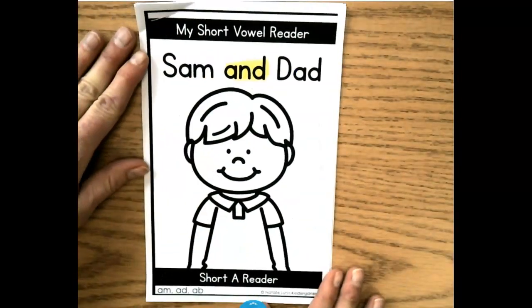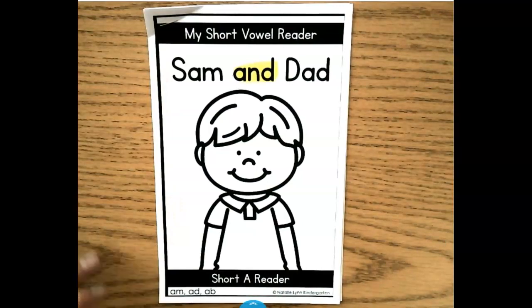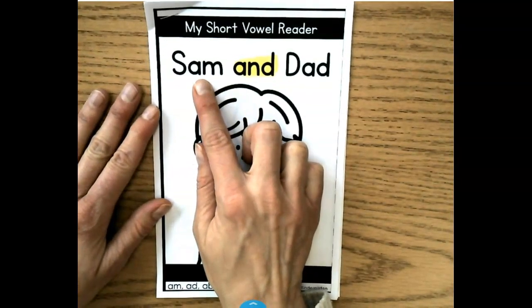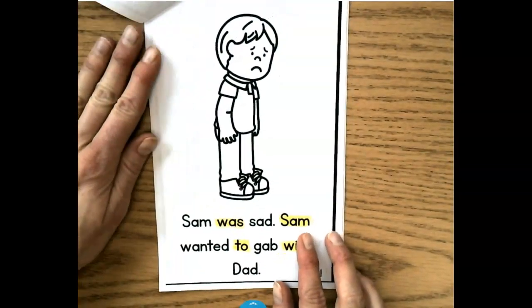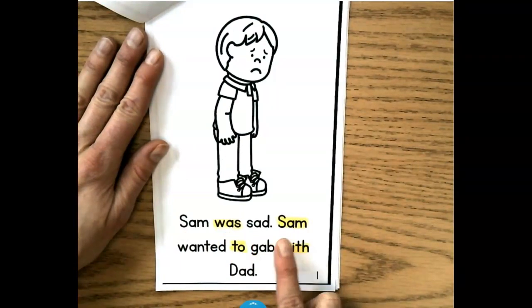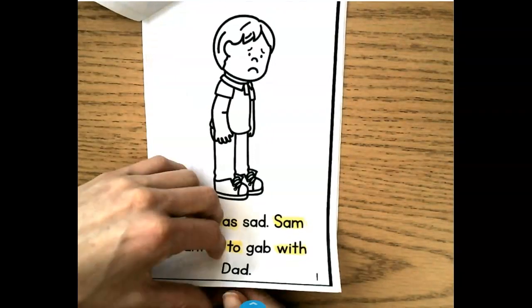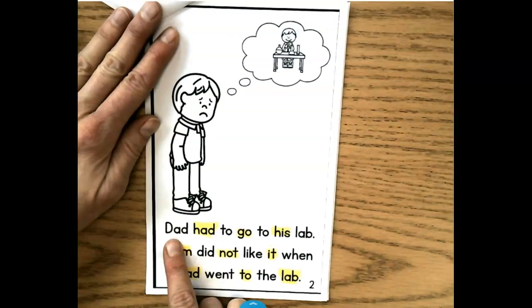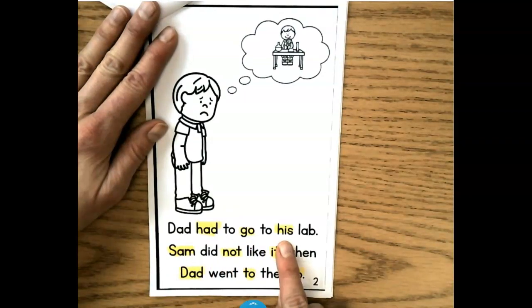We're going to start by choral reading our story, so we're going to read it together. Say the words out loud with me as I point. Ready? Here we go. Sam and Dad. Keep reading out loud for the whole story. Sam was sad. Sam wanted to gab with Dad. Dad had to go to his lab.